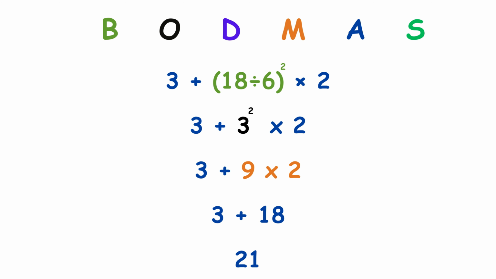According to the order of operations, the next step is to deal with the index or power. In this case, 3 squared means 3 multiplied by itself, which equals 9. Now the equation is 3 plus 9 times 2. The next operation in line would be division, but since there is no division present in this particular problem, we move on to multiplication. We take 9 and multiply it by 2, which results in 18. So now we are left with 3 plus 18. The final step is to perform the addition, which gives us the final answer of 21.